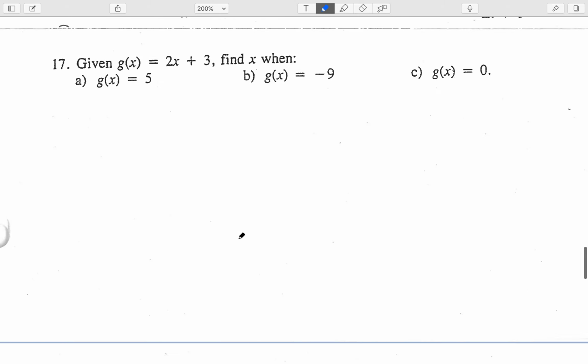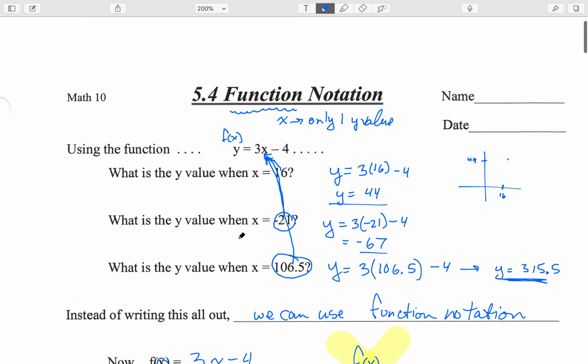So the answers are included on the back here. So I wish you good luck with it. And just like that, we're done functions.